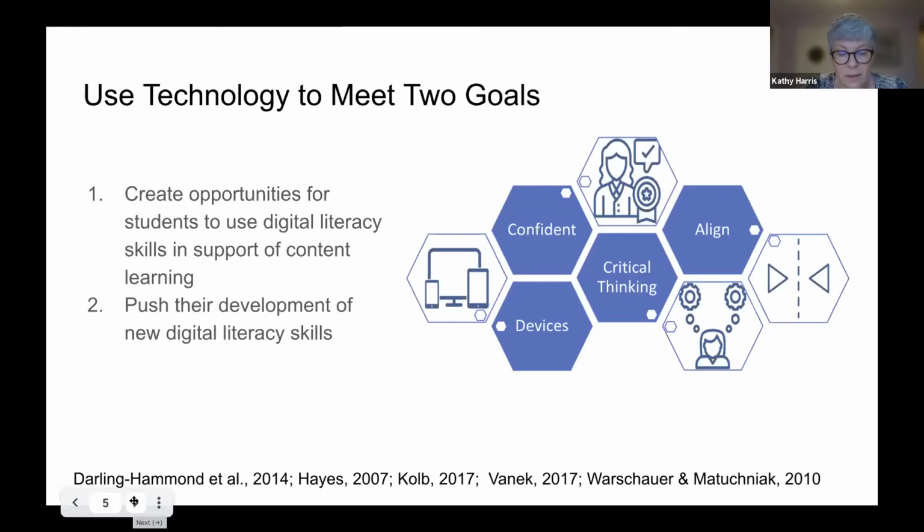Second, that technology needs to not be used for just drills and practice, but in fact to promote critical thinking and problem solving. So it's not just rote learning. We don't want to use technology just for rote learning. In fact, it's better to use it for problem solving and critical thinking.